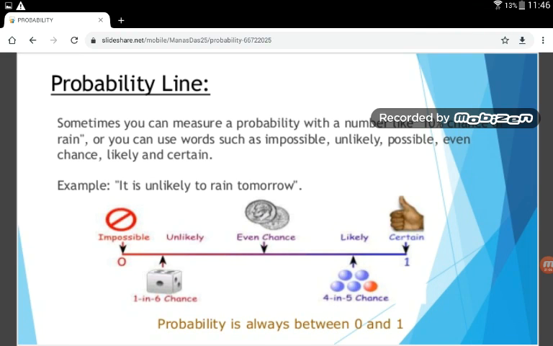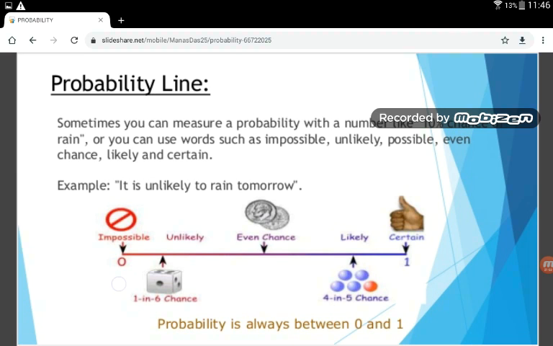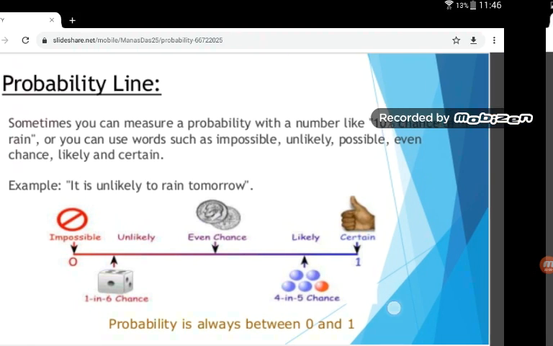When we say that it won't rain, we are 100% sure about the rain by seeing the environment. So 0 represents impossible, and unlikely means it is between 0 and 1. Even chances can be seen in tossing a coin, and likely can be seen if there are 4 blue balls and 1 red ball kept in the same box; there the outcome of a blue ball will be more likely. That's why it is written as likely. So the probability is always between 0 and 1.